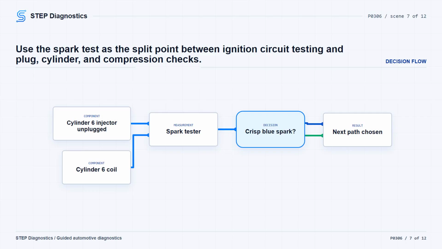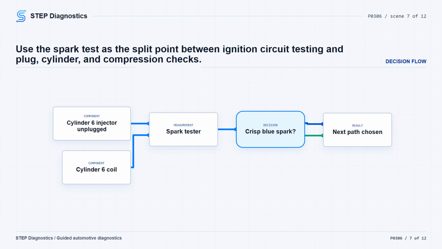If spark is good, turn the ignition off and inspect the cylinder 6 spark plug and cylinder. Look for cracks, carbon tracking, oil fouling, coolant fouling, excess fuel, plug gap out of specification, a loose or broken electrode, and any sign of oil or coolant in the cylinder.